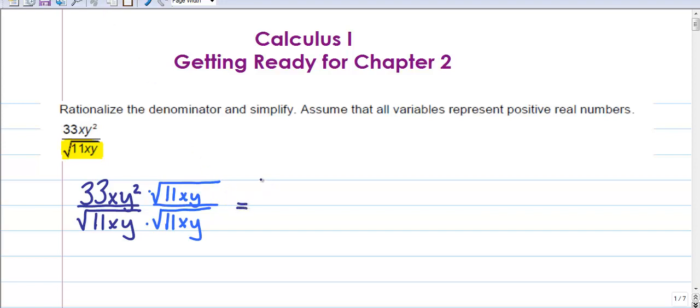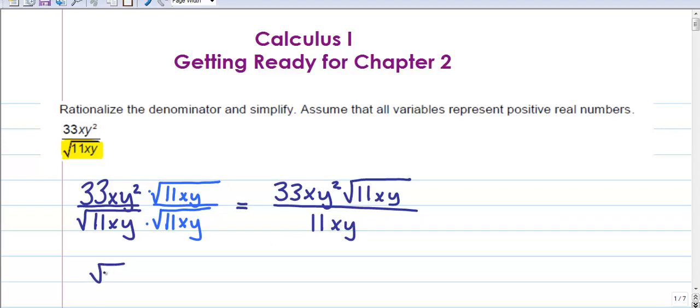So in the numerator, I'm just going to leave it alone. There's nothing I can do. It's just this not radical times this radical. But in the denominator, I now just have 11xy. And it's always going to work that way. The square root of whatever times the square root of whatever equals whatever.